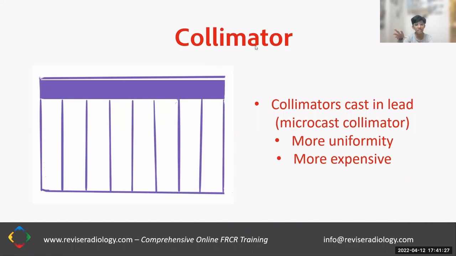What is the best way to create this kind of collimator which has these functions? There's something which is known as a microcast collimator. What that means is the collimator is being cast in lead, and the outcome of this type of manufacturing process is that you get a very uniform collimator. However, it's more expensive as well.